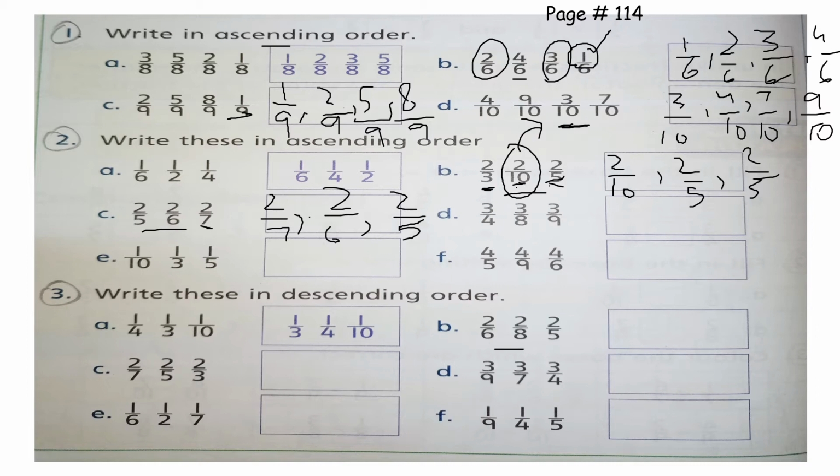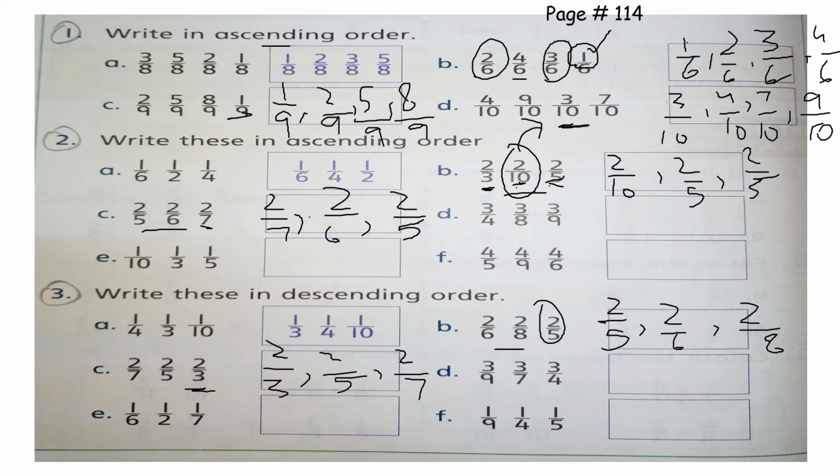Now come to B part of question number 3. Now you have to arrange in descending order, from greatest to smallest. From greatest means now you have to write the greatest fraction first. So whose denominator is smaller, it means this fraction is greater. Then 2 by 6, then 2 by 8. Similarly, this denominator is smaller, so fraction will be greater. 2 by 5 and 2 by 7. D, E, F part is your homework.